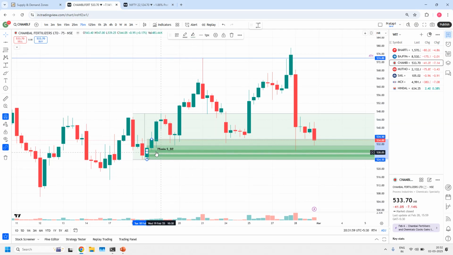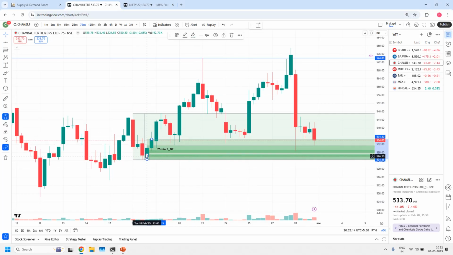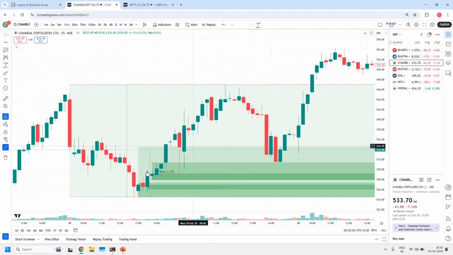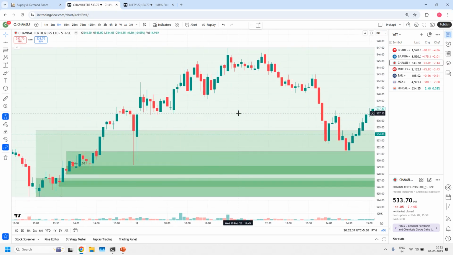Today, anyway, this is not the stock to understand the importance of this checklist item. There are some more stocks. Then you will understand how checklist item 4 would have saved your trades from violation. Okay, first of all, this zone is having a fine-tuned 5-minute zone, multiple fine-tuned 5-minute zones are there. How did we fine-tune? Just see here. The 75-minute zone is having a drop base rally, again rally base rally, the 15-minute zones. And again within those 15-minute zones we have a 5-minute zone.